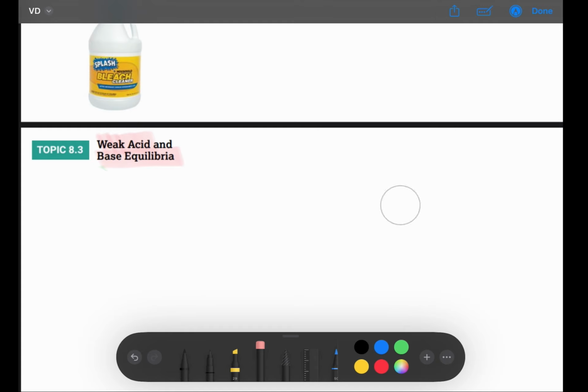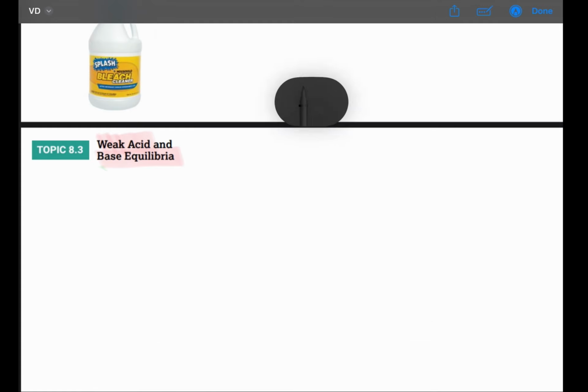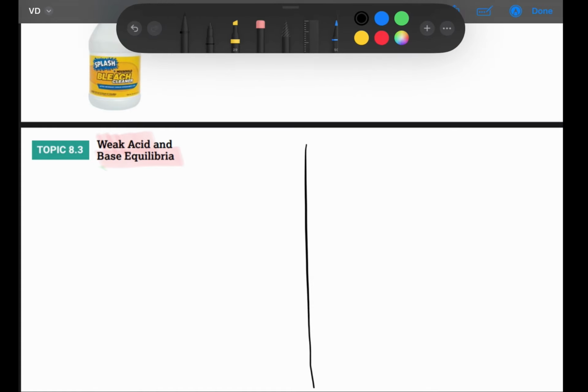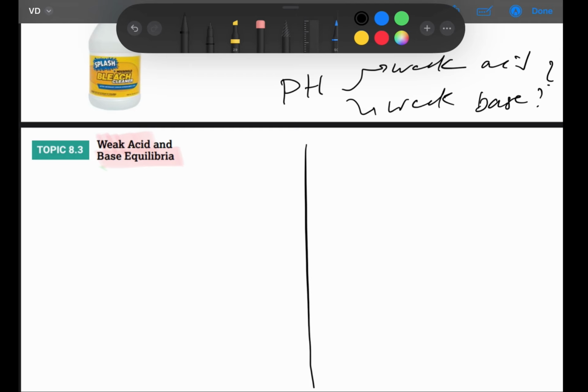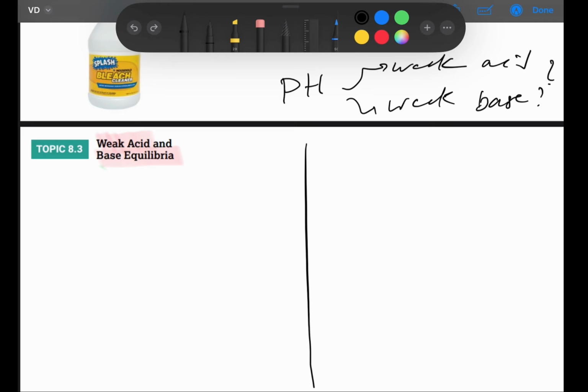So my target today, I would split this into two sections. I need to calculate the pH for both weak acid and weak base. So how can I do this? Now let's start. Let's take an example.